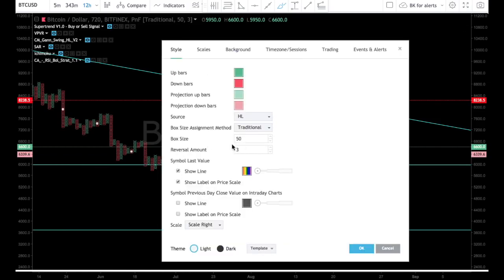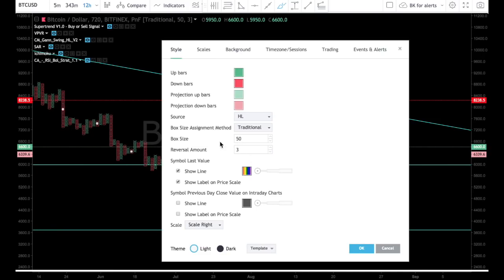Box size is the price that you're looking at to have each one of those X's or O's plotted at. So if you want to see movement based upon $25 or $100, whatever that is, that's where you put that in here. Your reversal amount is how much you want it to reverse by on the upside or downside before it moves to the next column. And I've got mine set at 3. That's kind of the traditional. You could set it to 2 if you wanted to.